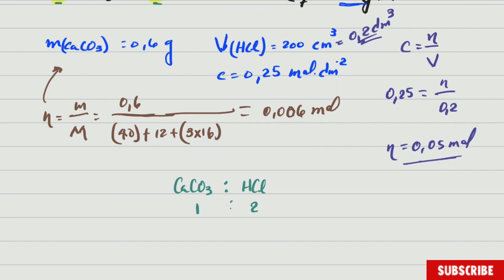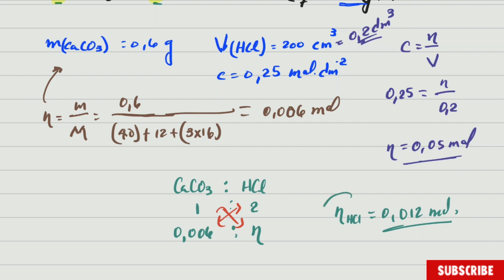So now you are going to do the following. You can use either one. To use up 0.006 moles of calcium carbonate, how much hydrochloric acid will you need? And then you do cross product there. So you will get that the number of moles of hydrochloric acid needed will be equal to 0.012 mole. And you see you have 0.05, which is more. Therefore, the limiting reagent was going to be the calcium carbonate.